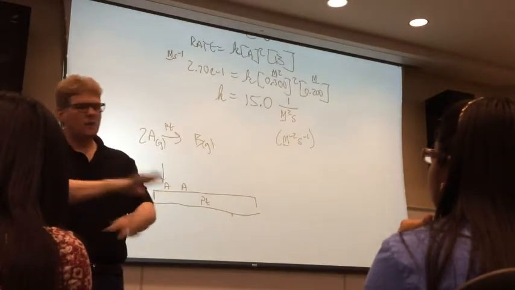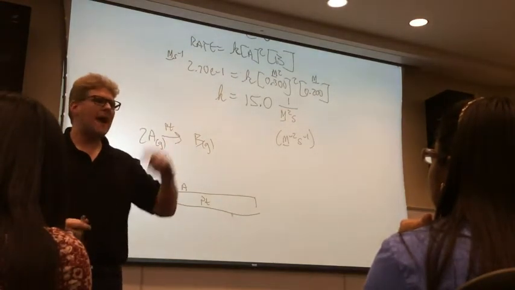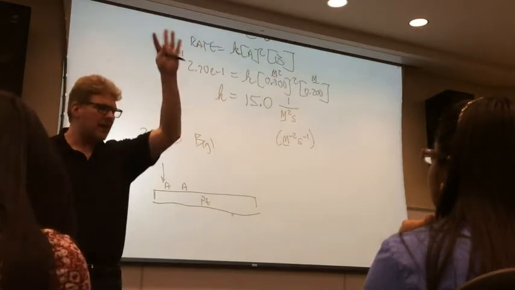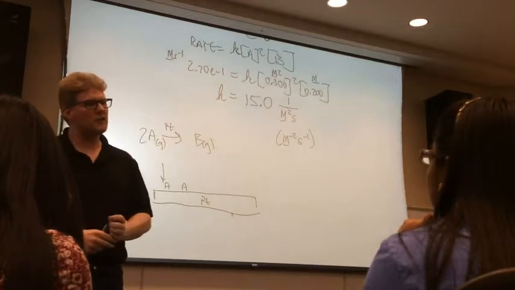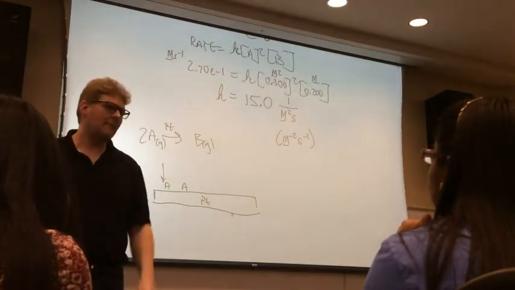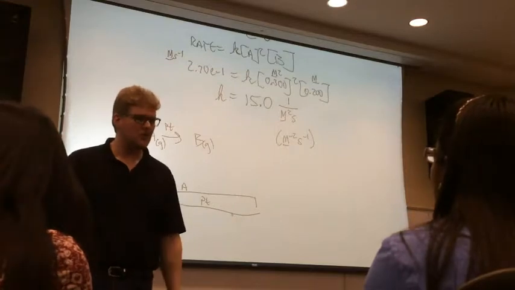So at that point, when the surface is saturated, the reaction is now zero order. It doesn't matter if you double the amount of gas out there or triple it or whatever. The reaction is only happening on the surface. That's a zero order. Okay? So those are examples of those three types of reactions.